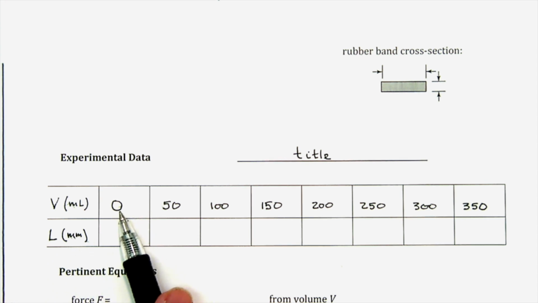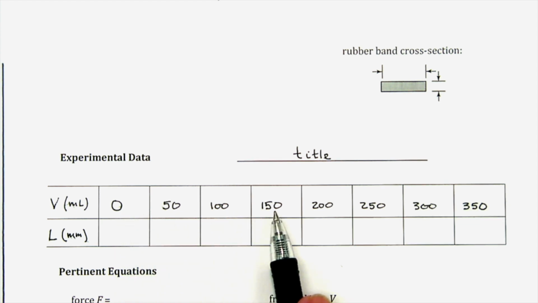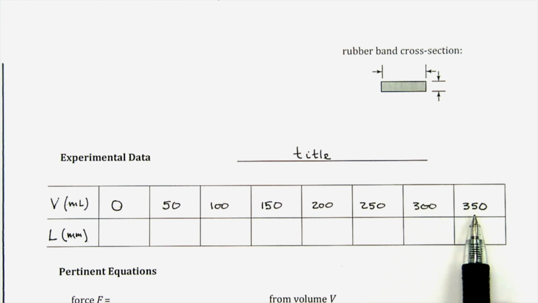We're going to start out with 0 volume. That's our initial point, 0 volume. And then we're going to add 50 milliliters for each successive measurement up to a maximum of 350 milliliters. As we make the measurements of the length, I want you to enter in the values in millimeters for each of these measurements in your table.